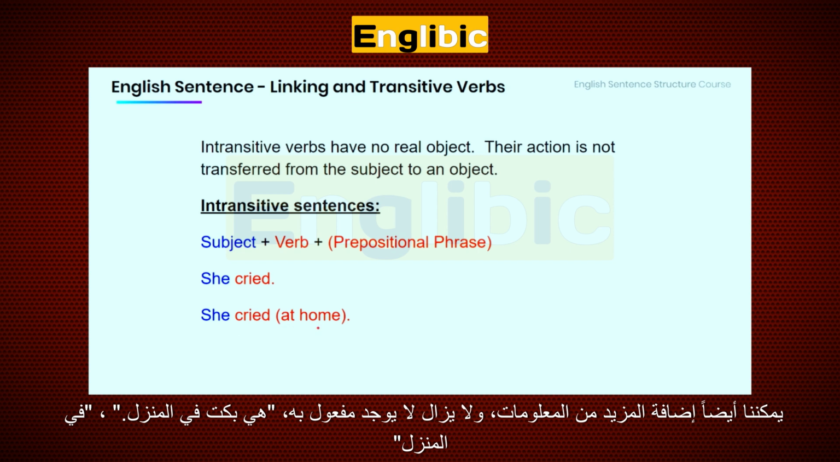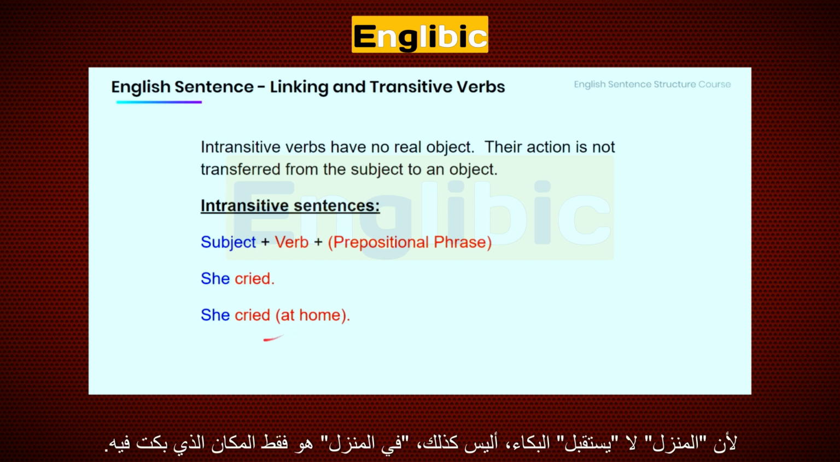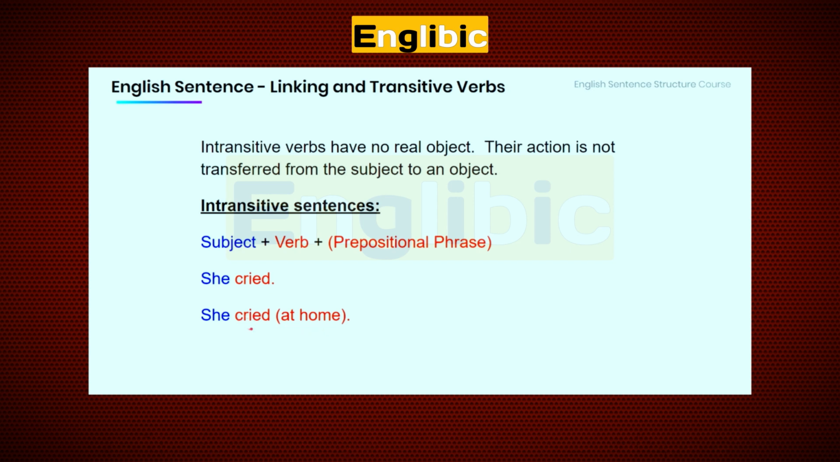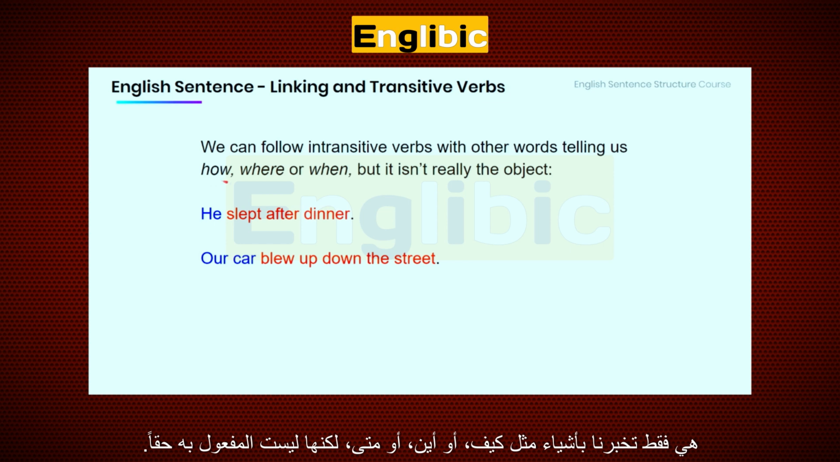We can also add more information, and there's still not an object. She cried at home. Okay? At home is a prepositional phrase. It is not the object, actually, because the home is not receiving the crying, right? At home is just where she cried. So this isn't considered an object. And again, we can follow these intransitive verbs with other words, and they're not the object. They just tell us things like how, where, or when. Okay? But they're not really the object.